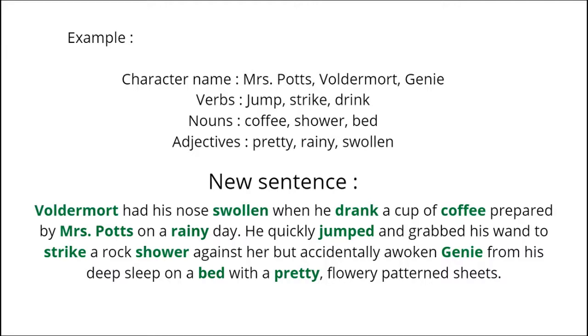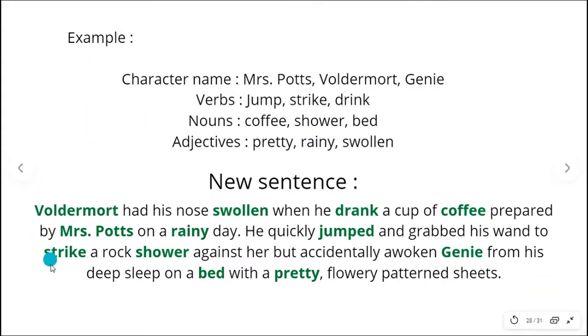For example, the teacher will give an example of how to do this particular task. So for example, the character names are Mrs. Potts, Voldemort, and Genie, and the verbs are jump, strike, and drink. Nouns are the coffee, shower, and bed. The adjectives are pretty, rainy, and swollen. So how exactly are they going to generate a draft of their short story? For example, the teacher shows how they are going to generate a new sentence.